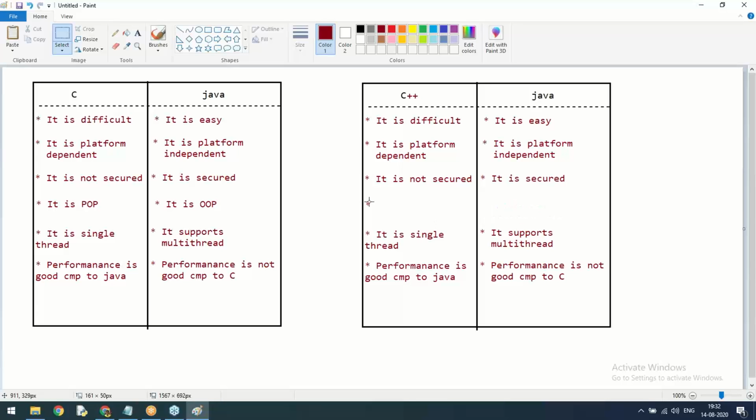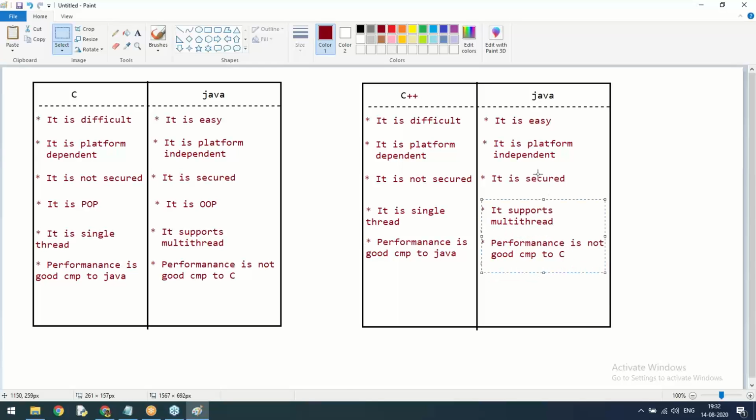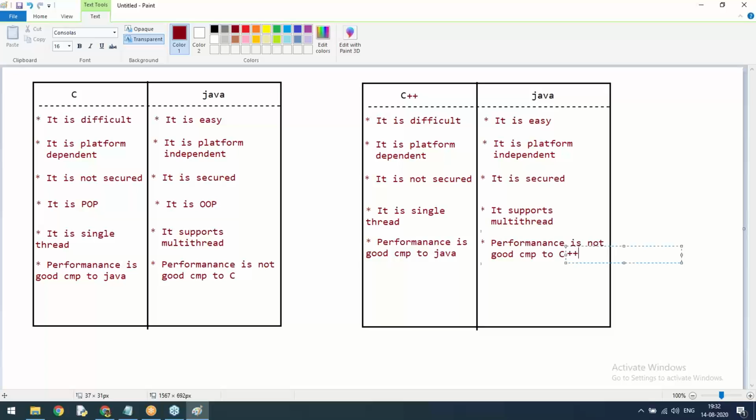C++ is also object oriented. Java is object oriented, but the rest all remains the same. You can understand, sir. C++ is difficult because you have pointers, Java is easy. C++ is platform dependent, Java is independent. C++ is not secured, Java is secured. C++ is single thread, Java is multi-thread. Performance is good in C++ compared to Java; performance is not good in Java compared to C++.